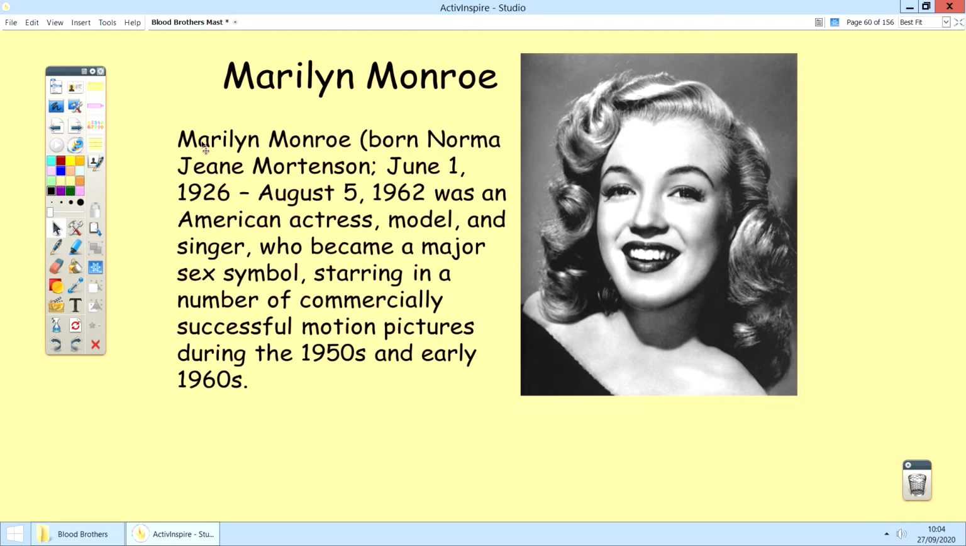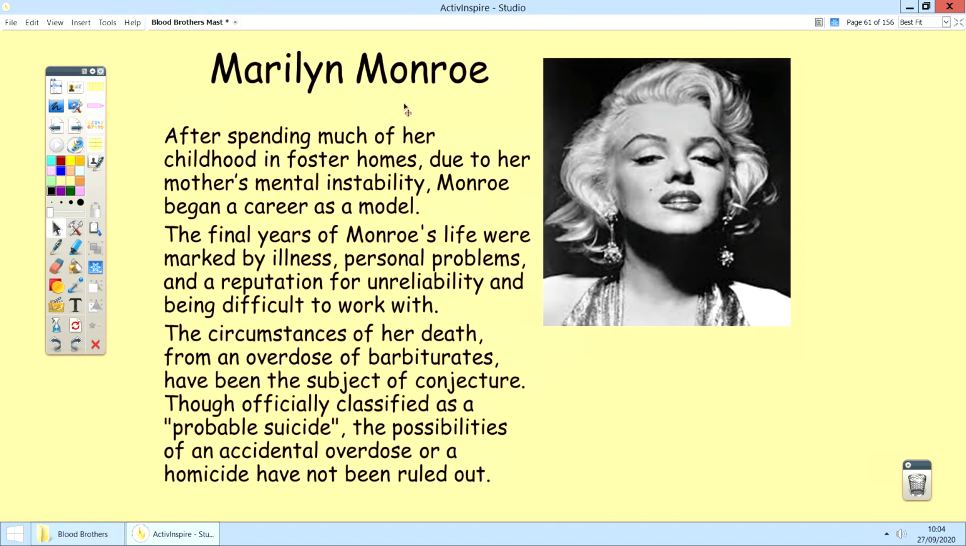However, there is more to her than meets the eye. If you look on the next slide, it says, after spending much of her childhood in foster homes due to her mother's mental instability, Monroe began a career as a model. The final years of her life were marked by illness, personal problems, and a reputation for unreliability and being difficult to work with. The circumstances of her death from an overdose of barbiturates have been the subject of conjecture, meaning people have speculated what happened. Though officially classified as a probable suicide, the possibilities of an accidental overdose or homicide have not been ruled out. So there's a lot in there that might be relevant.